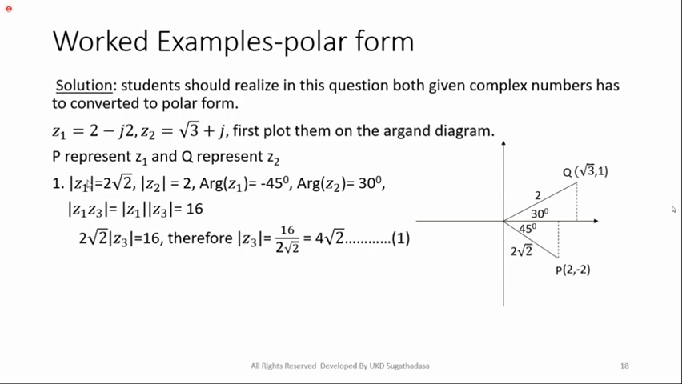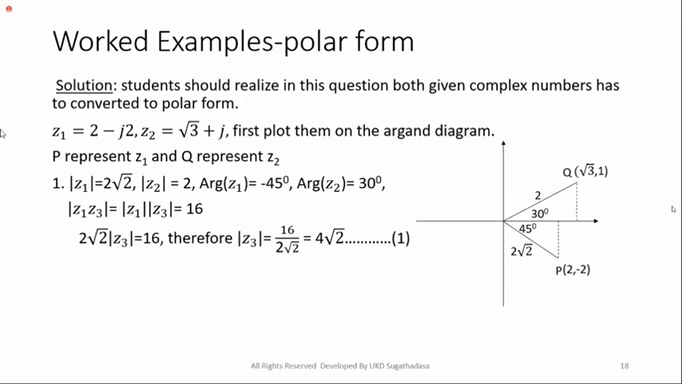I will just write some results. Modulus of Z1 is 2 square root of 2. Modulus of Z2 is 2. Argument of Z1 is minus 45 degrees, because the angle is in the other direction. Or otherwise you can say the angle is 315 degrees, no problem, right? Argument of Z2 is 30 degrees.